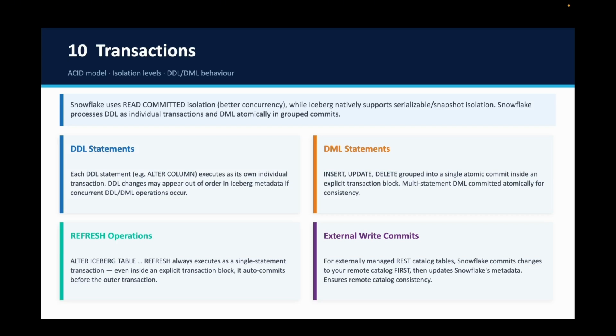External write commits. For externally managed REST catalog tables, Snowflake commits changes to your remote catalog first. And then step 2, it will update the Snowflake's metadata. So Snowflake always ensures the remote catalog consistency. The first one is to commit the remote catalog. The next one is commit Snowflake's own catalog. So it will ensure that the metadata is not out of sync.